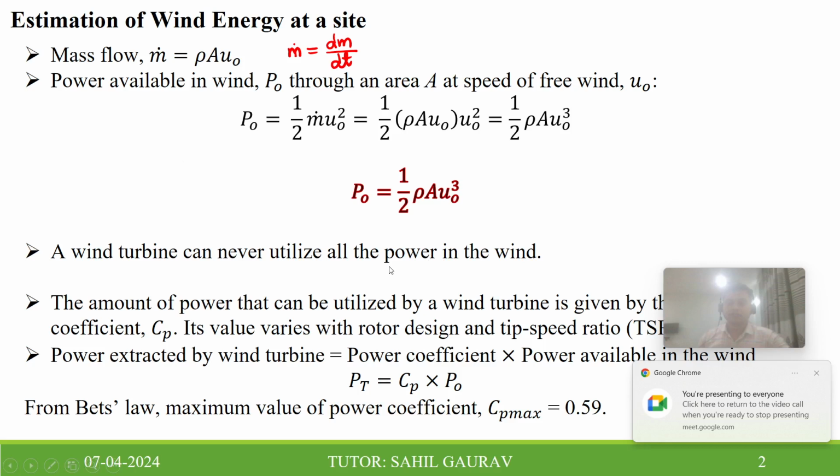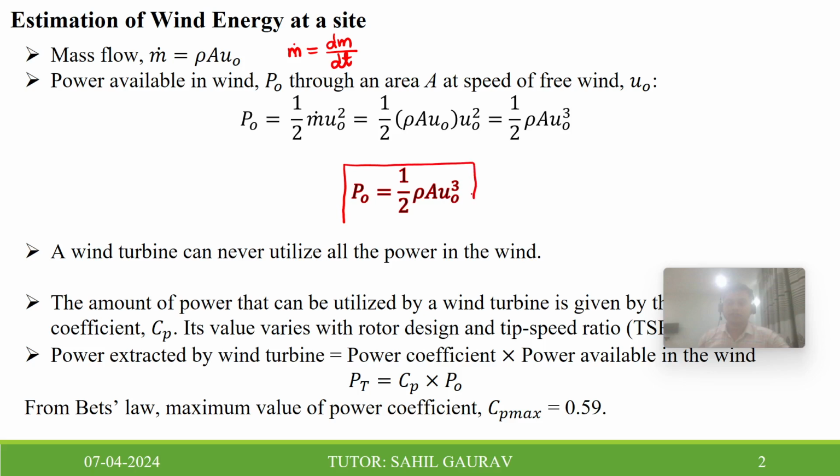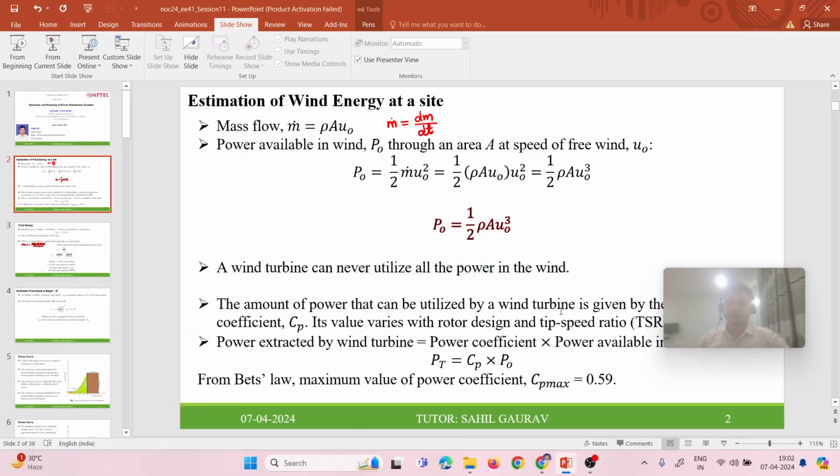Now how will we write the power available in the wind, P naught, through an area A at a speed of free wind U naught? You will write P naught is equal to half of m dot U naught square. Now substituting m dot, that is mass flow, in this expression, you will get half rho A U naught into U naught square, that is half rho A U naught cube. This is one of the important expressions that tells about the power available in the wind. Just remember this expression.